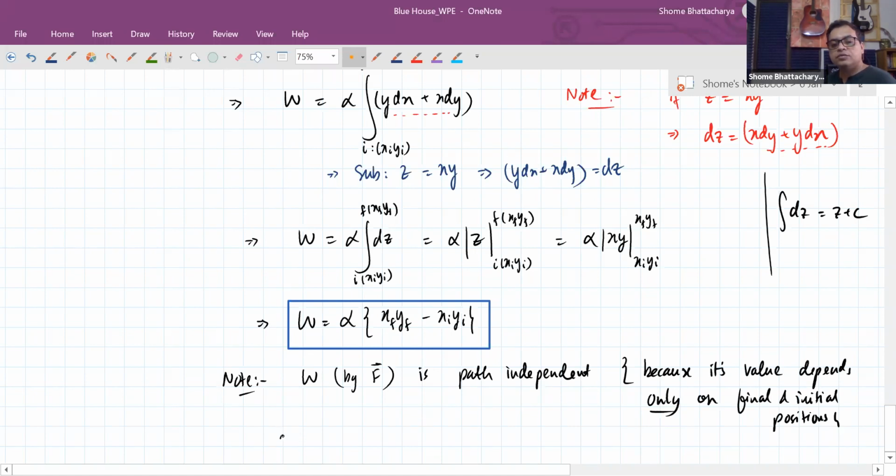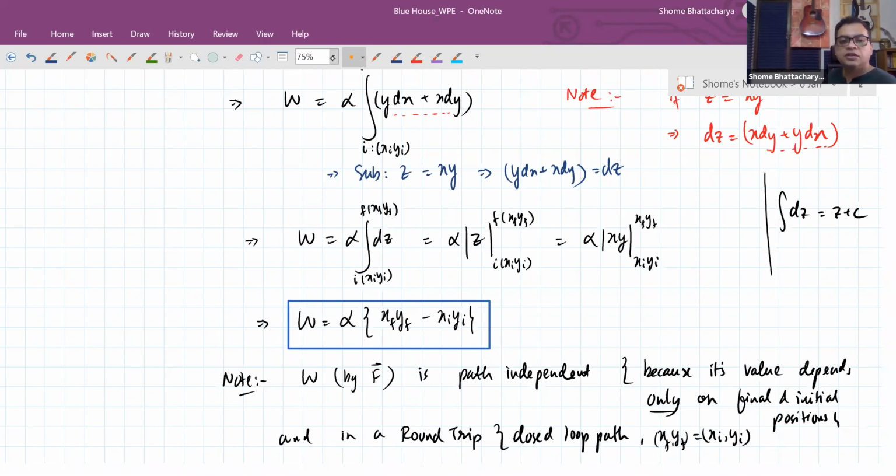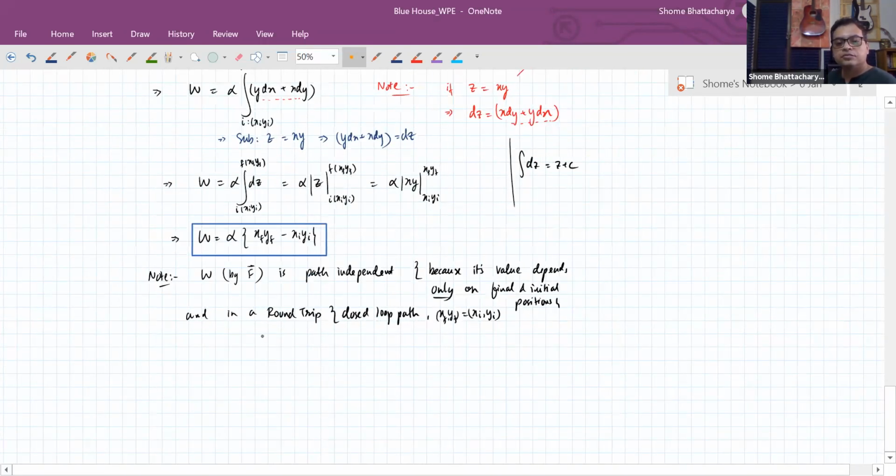Okay. And also in a round trip, that is a closed loop path, where x final, y final is equal to x initial, y initial. In this kind of a path, what will happen? The work done will be zero. So in a round trip, the work done is zero. So that shows to us that the force is conservative because it satisfies both the necessary conditions for a force to be conservative.